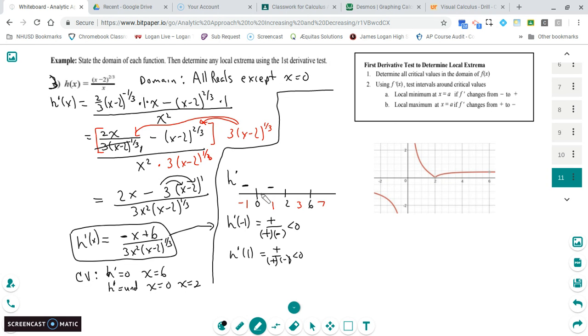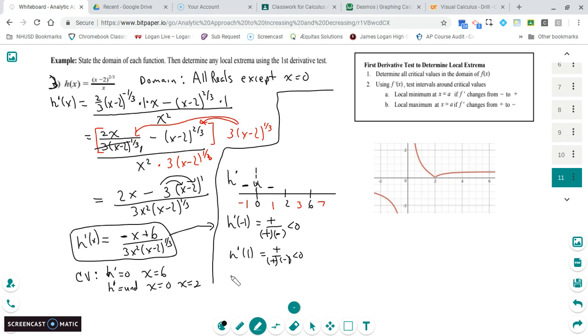Oh, and on my number line, I did want to remember X equals 0 is undefined. So sometimes what I do is I put a U there, just to remember it's undefined there. It's actually a vertical asymptote for the graph. So sometimes I draw a vertical asymptote, something to remind myself it can't be an extrema, right? It has to be a defined point to be an extrema.